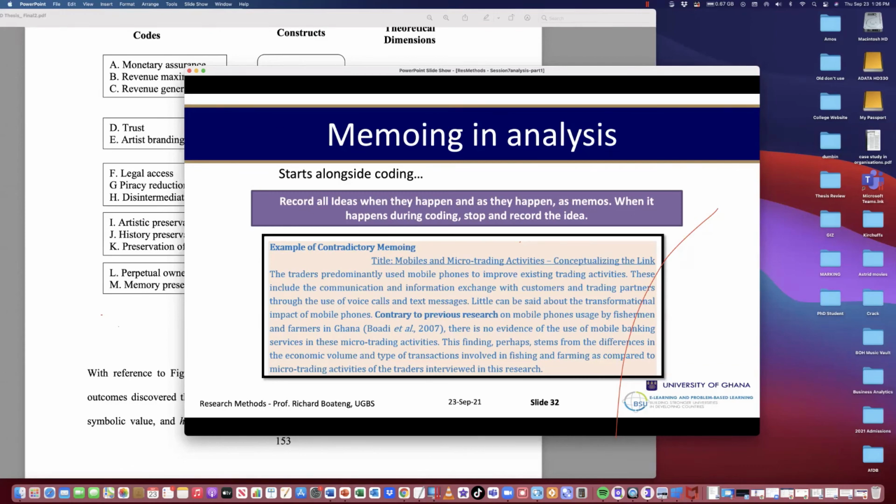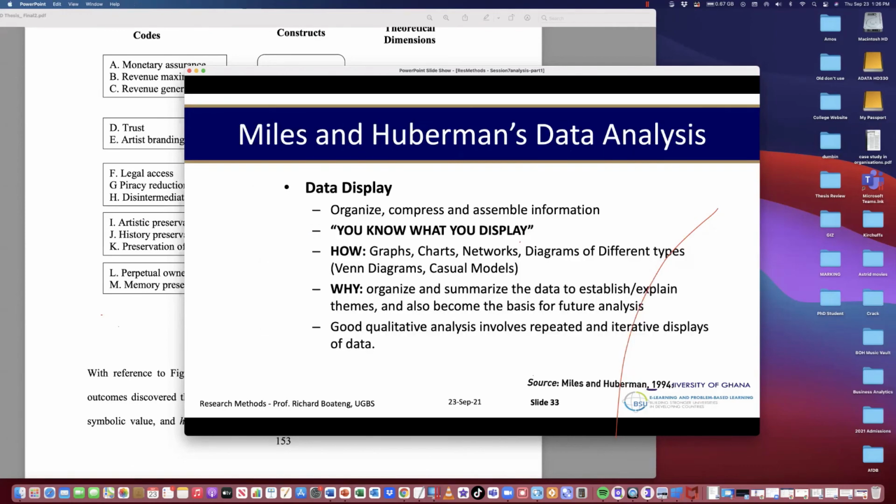So I've got confirmatory memoing and then you have got contradictory memoing. Okay, so one other point we talked about data display. Data display is about organizing and compressing and assembling information in a visual form. So you can use charts, tables, graphs, and even diagrams and models to show that. Now, why do we organize the data in terms of display using these kinds of tools?